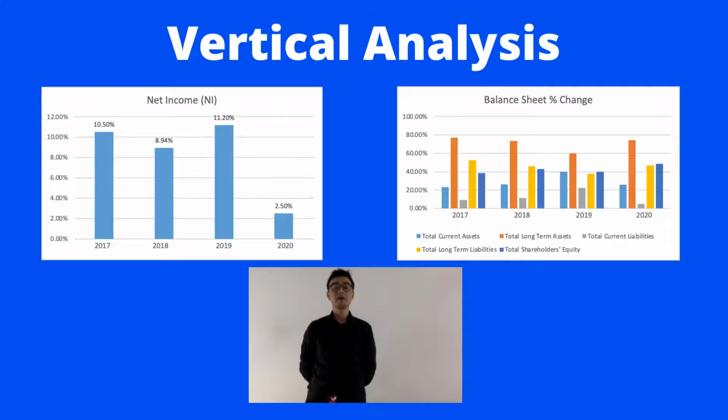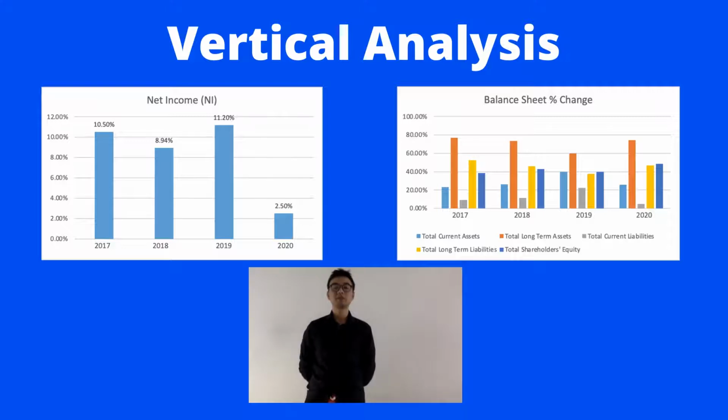On the other hand, current assets and current liabilities have increased over the past 3 years due to an increase in accounts payable as well as accounts receivable. However, they have also experienced a decrease of current assets and current liabilities in the financial year end of 2020.